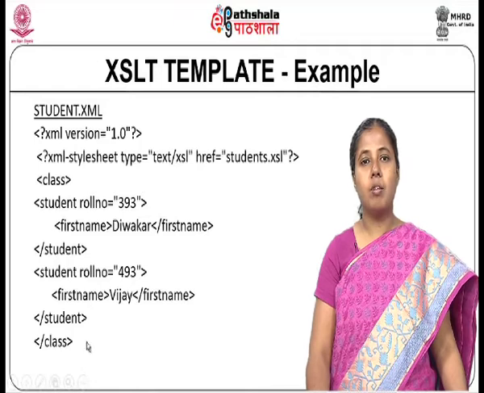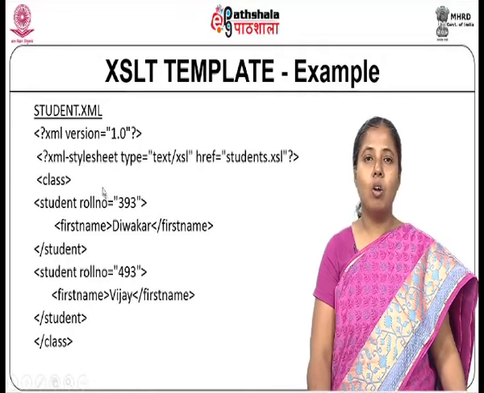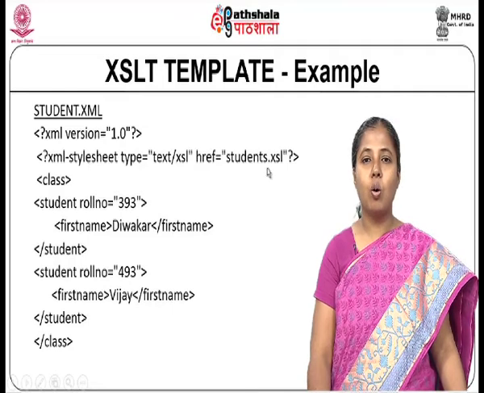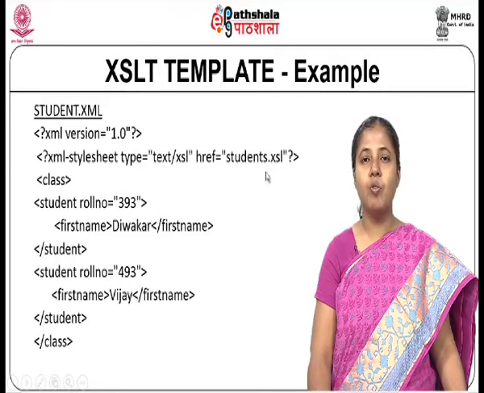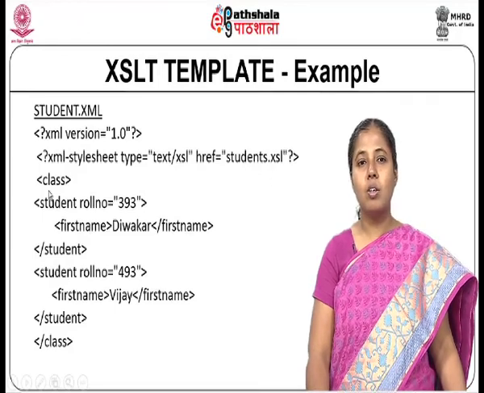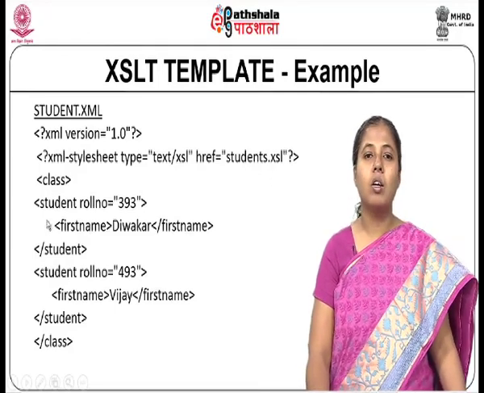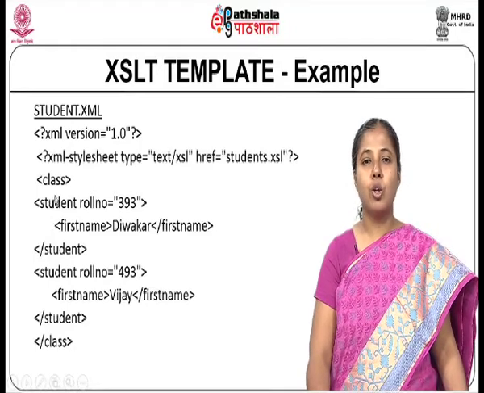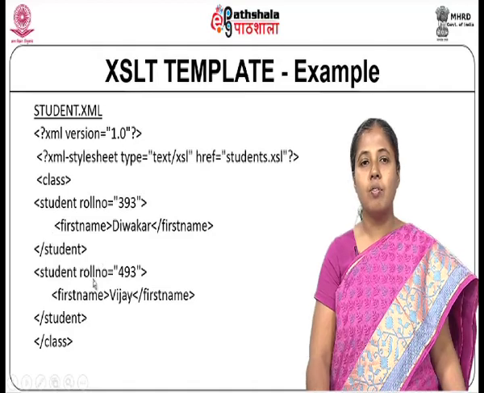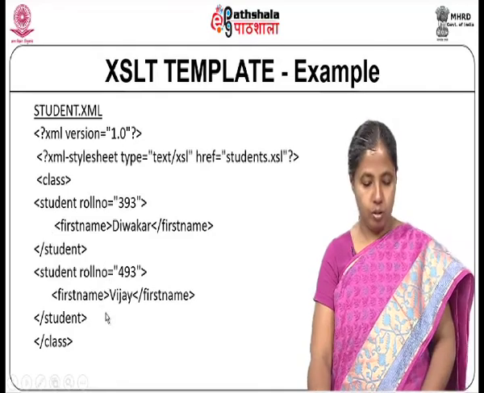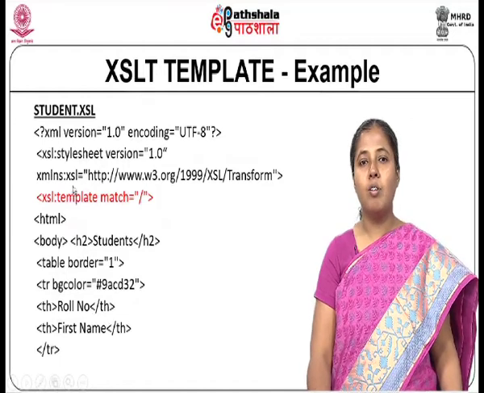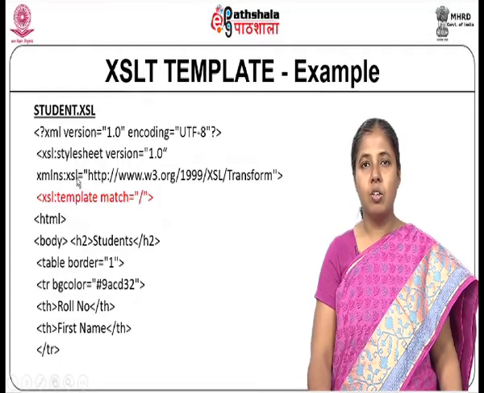Now, this is a simple example. There is a file called student.xml and it is going to use a style sheet called students.xsl. So, we need to define this style sheet called students.xsl. The root element is the class element, with an element called student, and the student has a first name and a roll number.